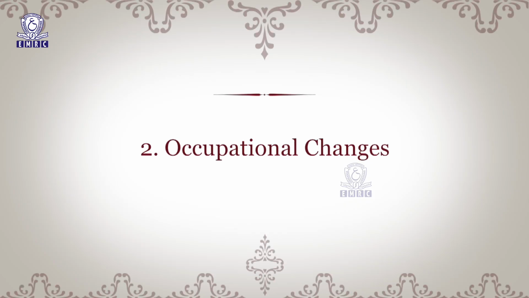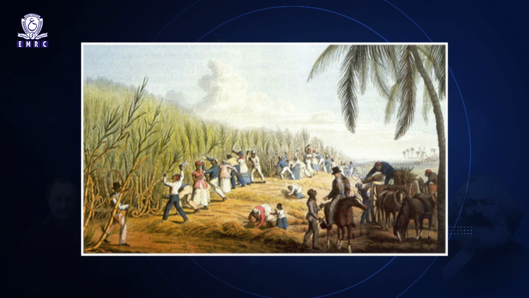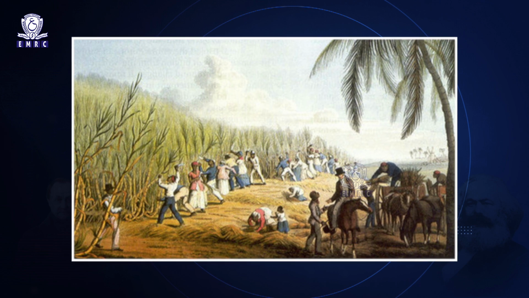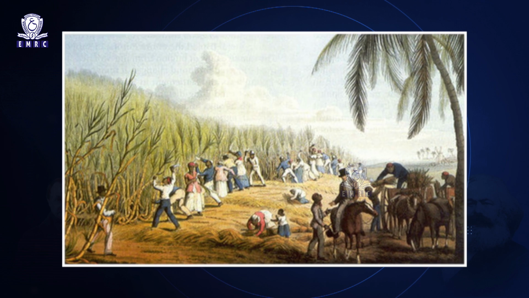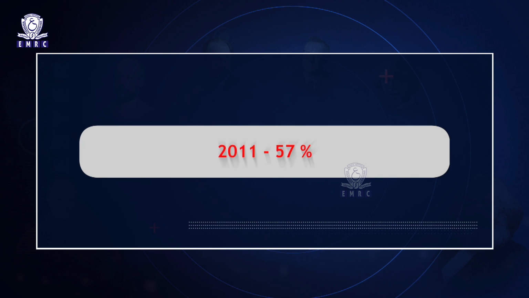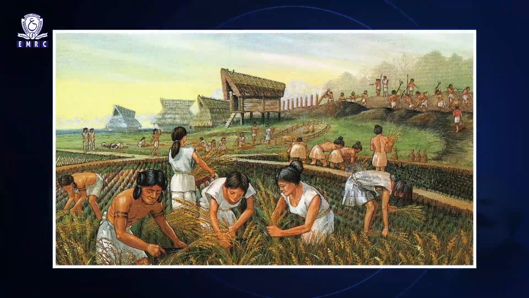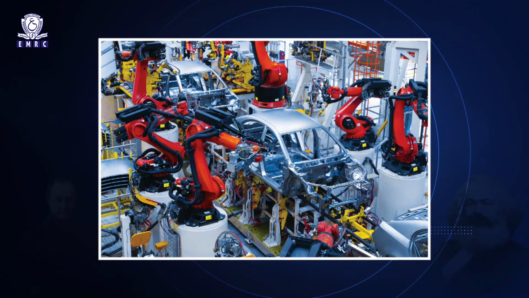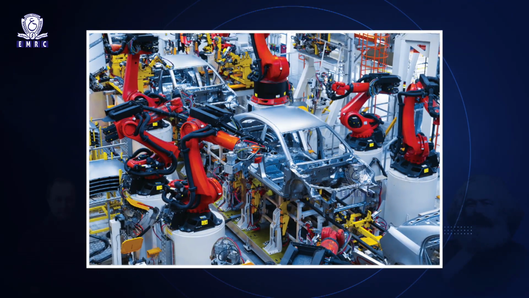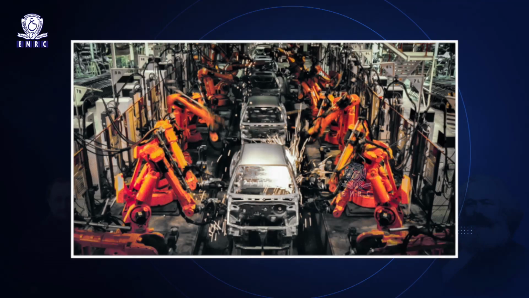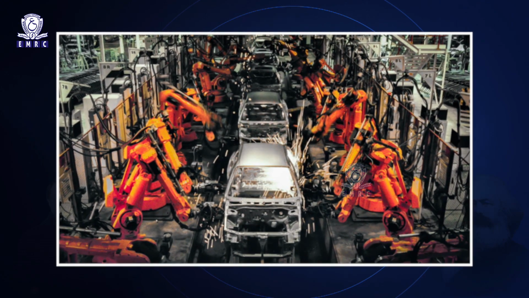Second one, occupational changes. In traditional or pre-industrial societies, a major section of the people depends upon the agriculture sector for livelihood. According to the Census Report 2011, 57% of the Indian population even now depends upon the agriculture sector. With industrialization, the occupations in the secondary and tertiary sectors have been increasing. In the manufacturing process, industries need a variety of labor, each performing a specialized task. In addition, the finished products or goods need to be sold in the market.